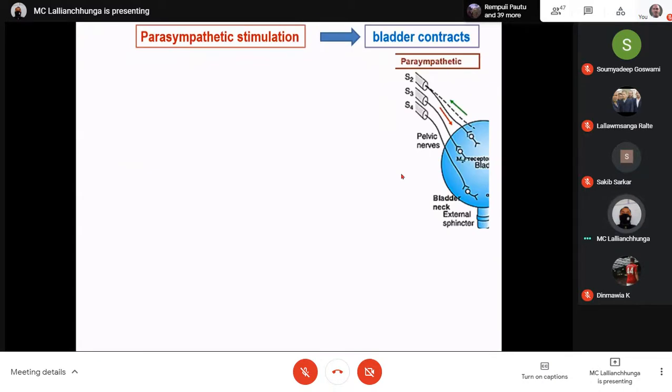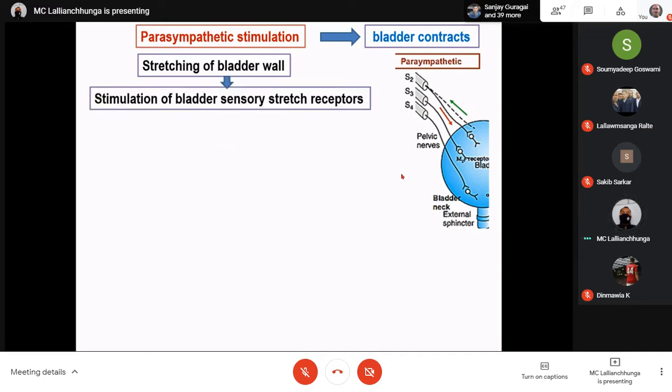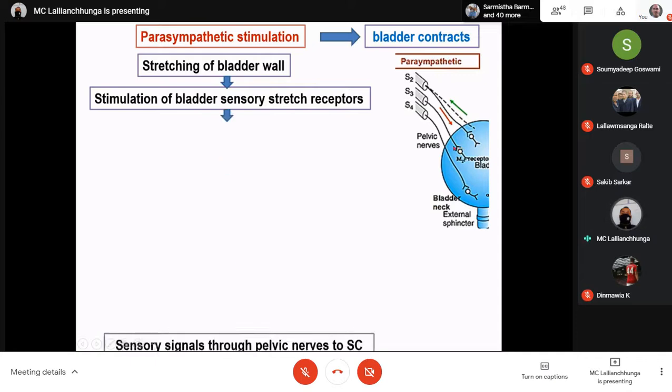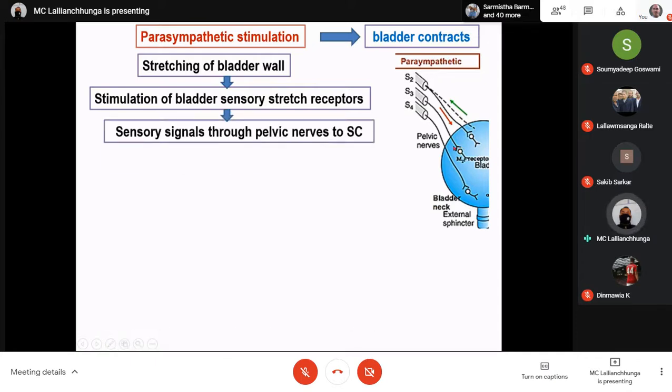Now the third: what about the parasympathetic stimulation? When there is parasympathetic stimulation, the effect will be bladder contraction. So let's see again. Suppose there is stretching of the bladder wall, stimulation of bladder sensory stretch receptors. So it is clear that sensory receptors will be stimulated again, and sensory signals go through the pelvic nerves. Earlier it was the hypogastric.